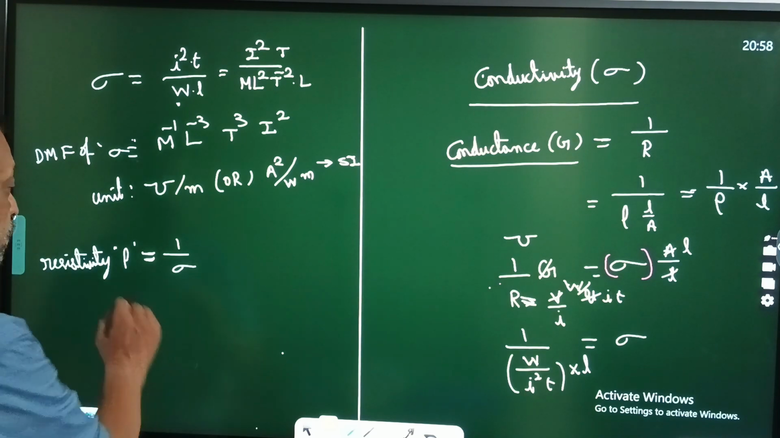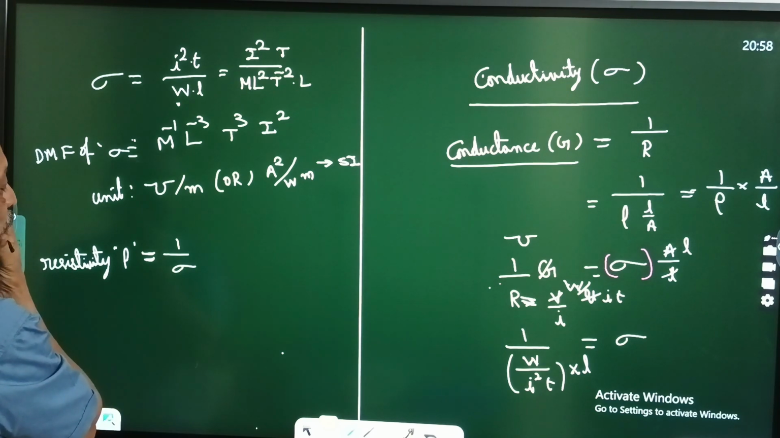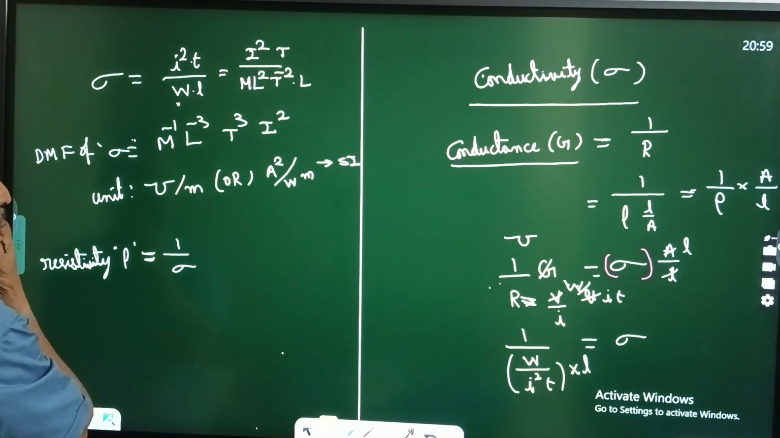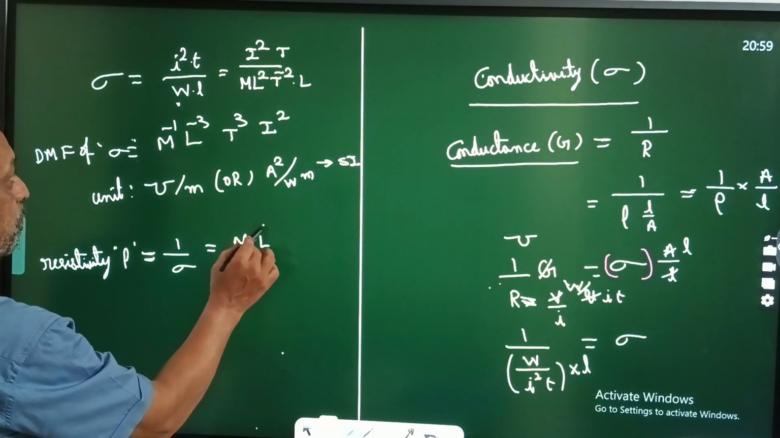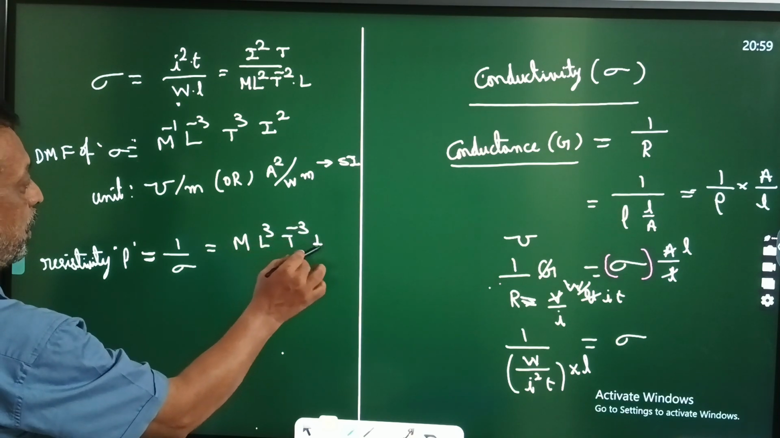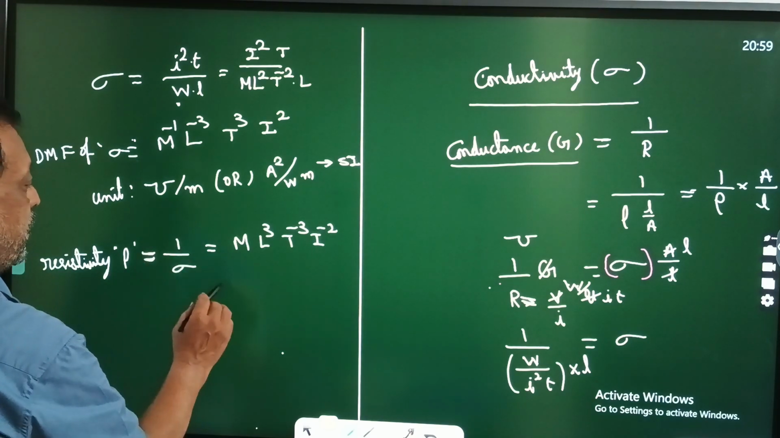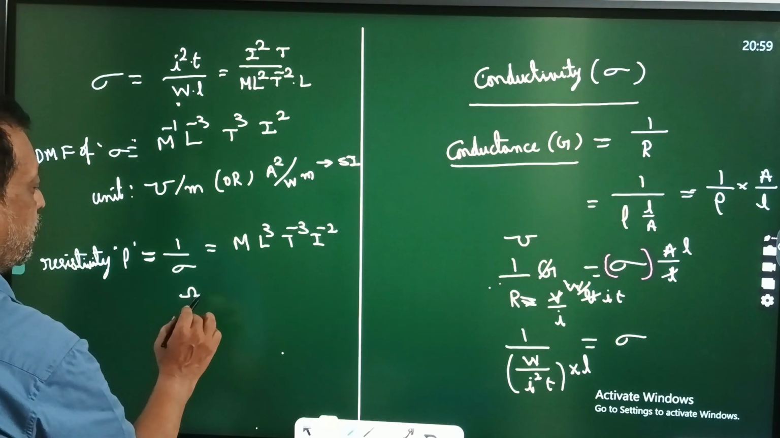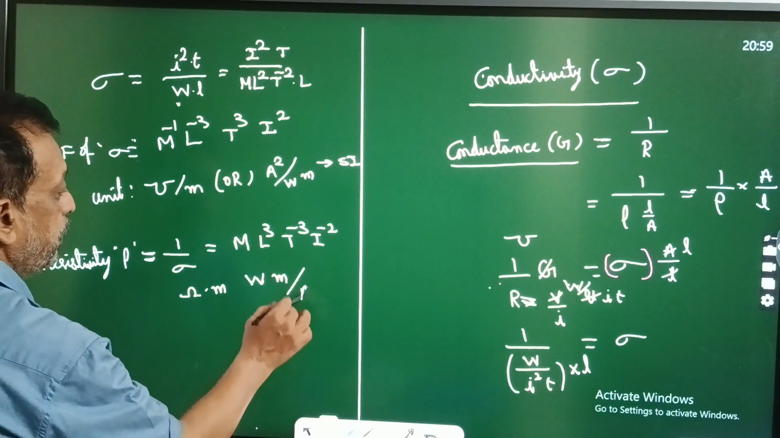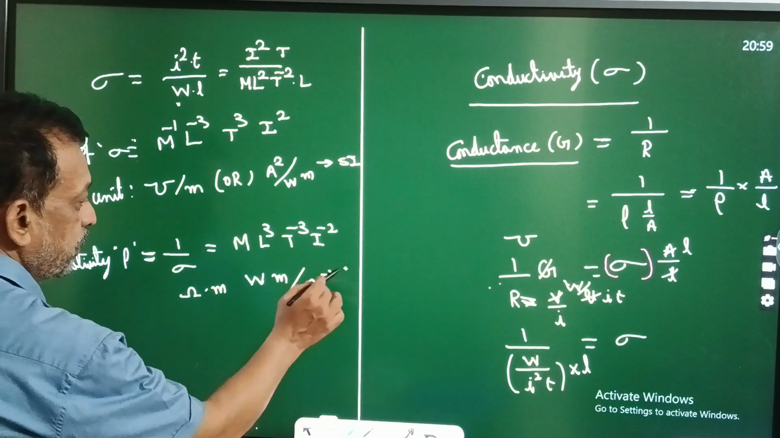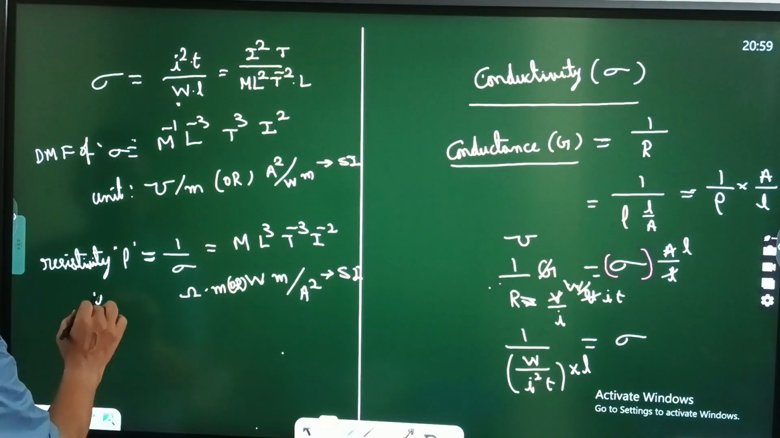Reciprocal of conductivity. So now you can say 1 by sigma is rho. Sigma is equal to 1 by whatever it is. So now you take the reciprocal, which is equal to M L cube T to the power of minus 3 I to the power of minus 2. That's all. All units are reversed: ohm meter, this is watt meter per ampere square. That's all. This is the SI unit. Understood? Copy. These are the units.